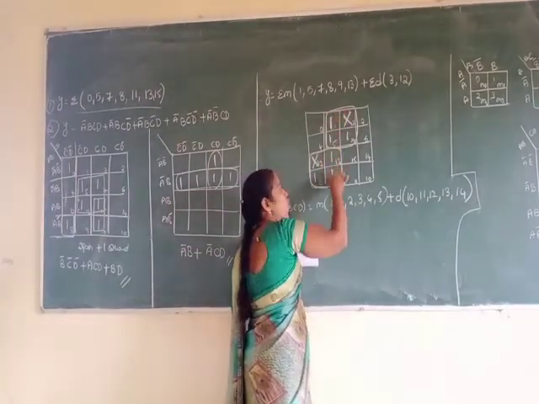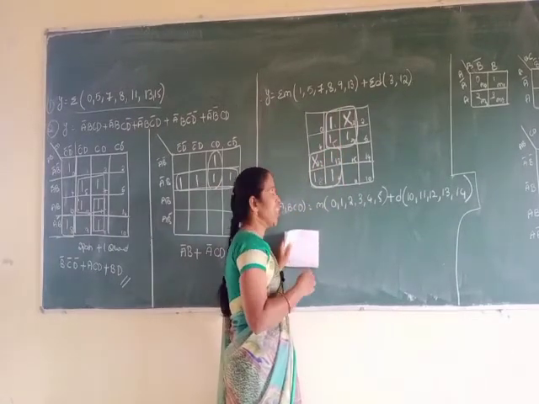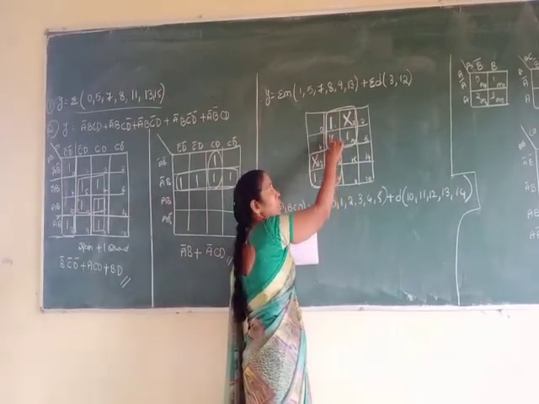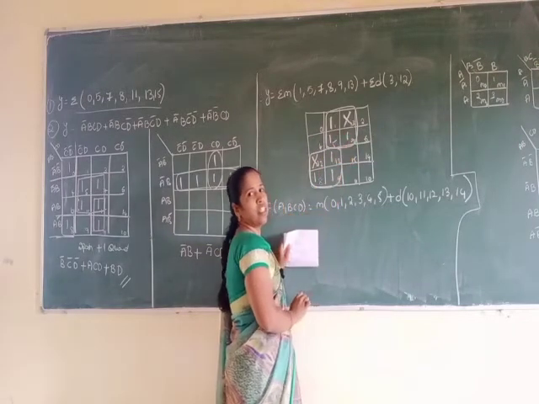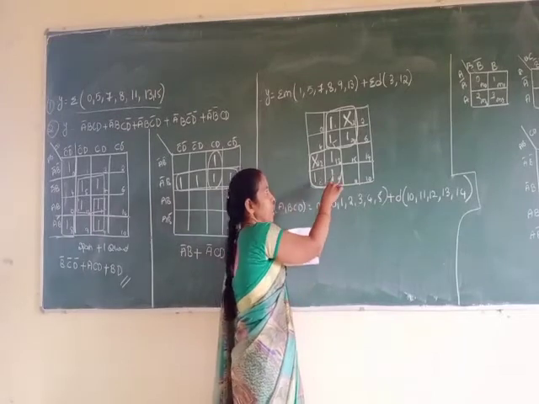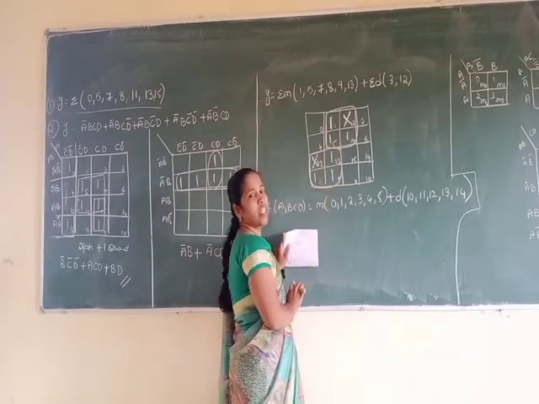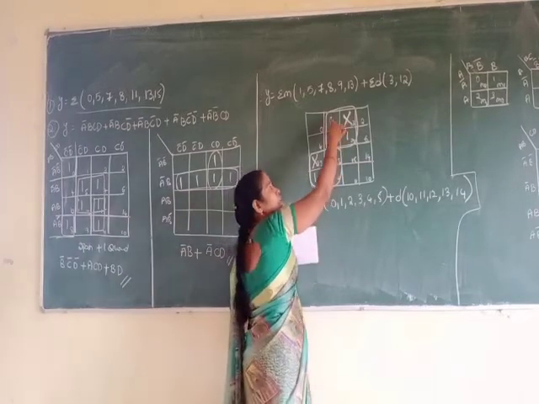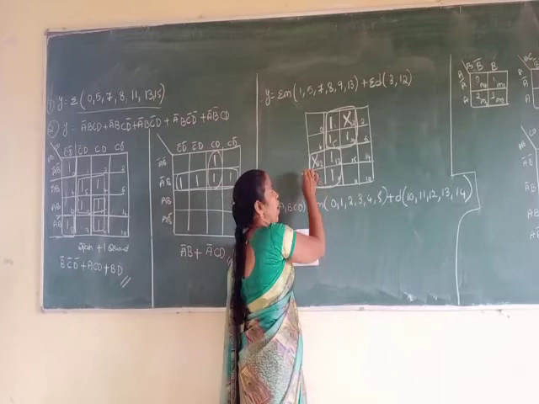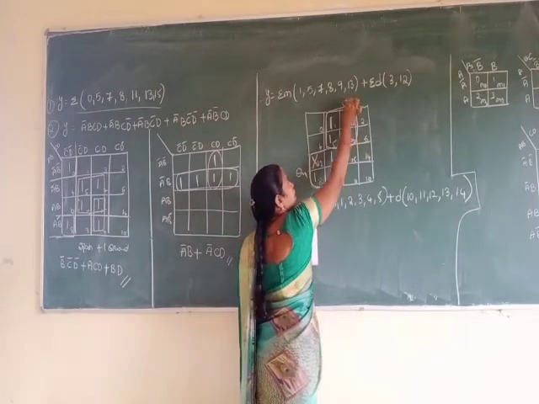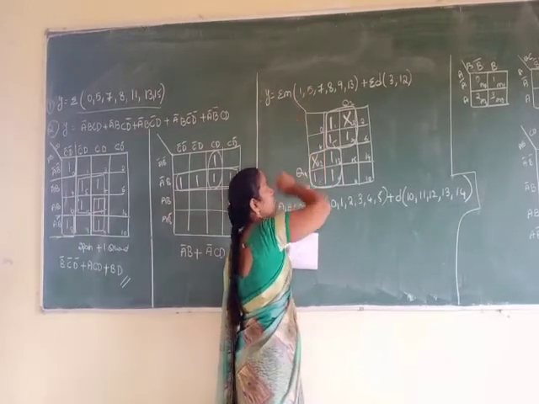These 4 ones can also be made as 1 quad, right? But I want to reduce the expression. These 2 ones are participating in this quad as well as the don't care condition quad, and here these 2 ones are participating in this quad as well as this don't care condition quad. So you can avoid this quad. I am taking only this quad, quad 1, and here quad 2.